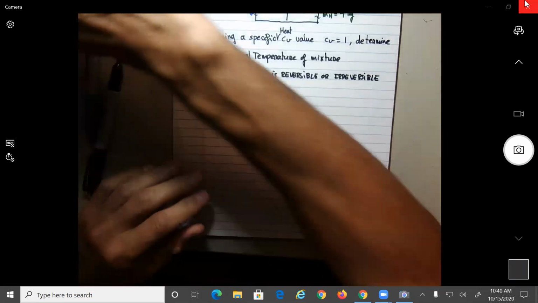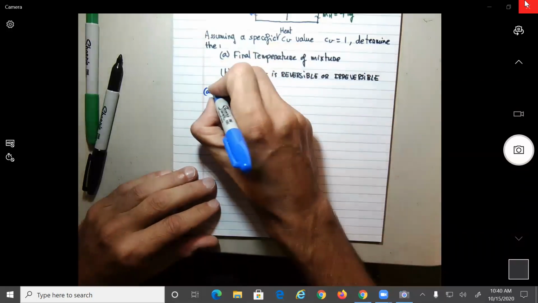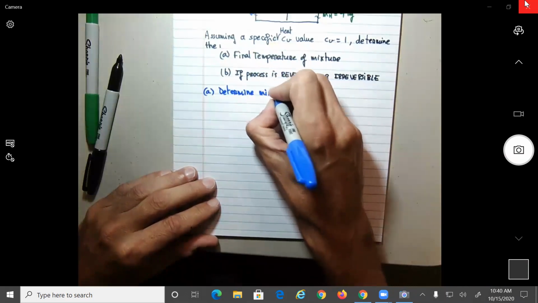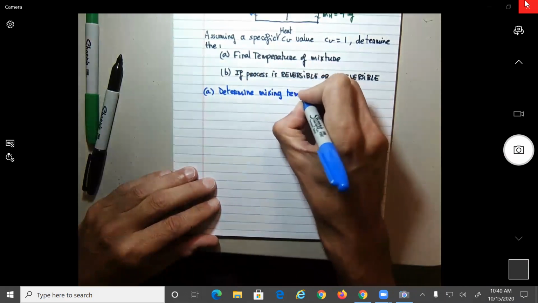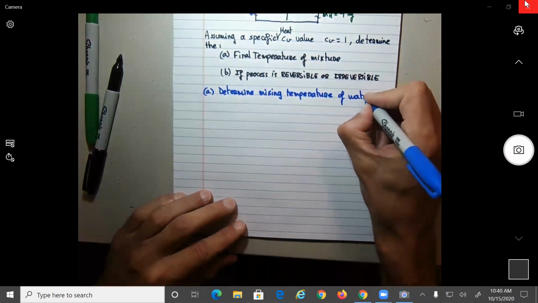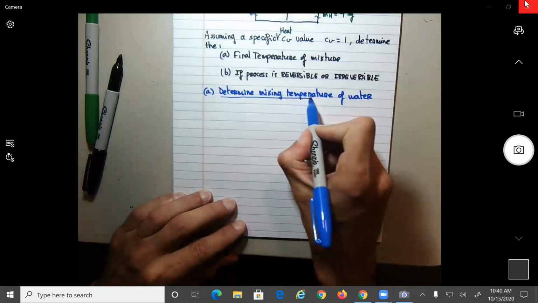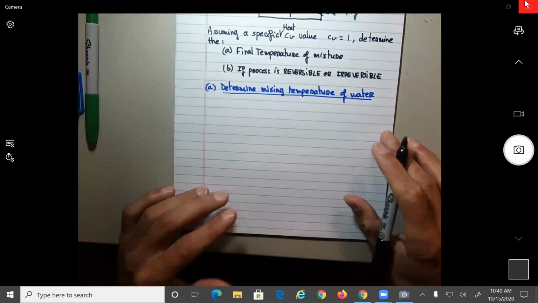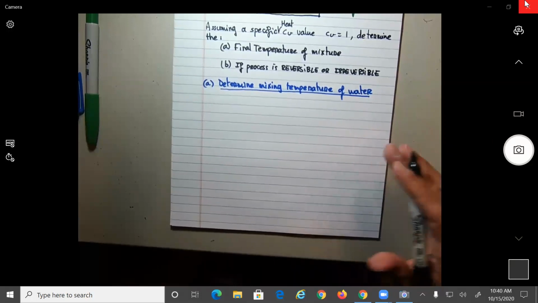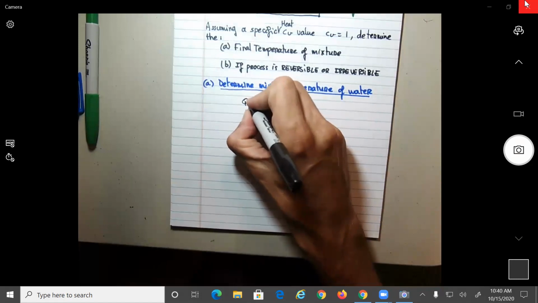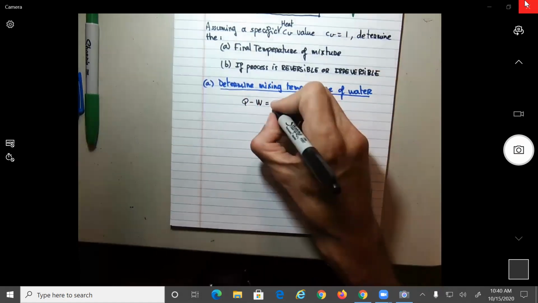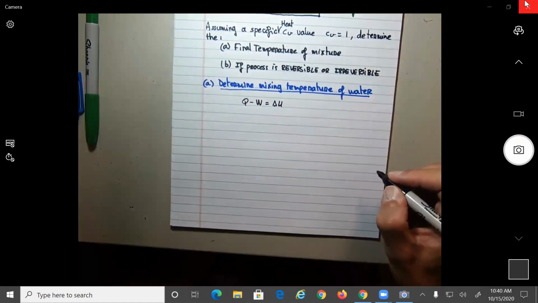Okay, so part A. Determine the mixing temperature of water. There are two different ways to do it, but I think this one is the easiest. If you use the first principle of thermodynamics, what do you have? Q minus work. In this case, is there any kinetic and potential energy here? No. So everything will be equal to the change in internal energy, no?